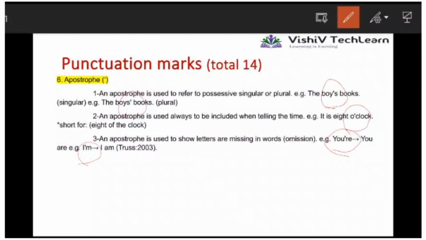So overall, the use of the apostrophe is very critical and tricky, and all learners have to be very careful while using the apostrophe in the first case, the second case, and the third case as well.